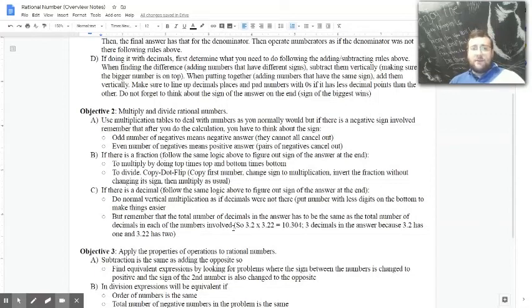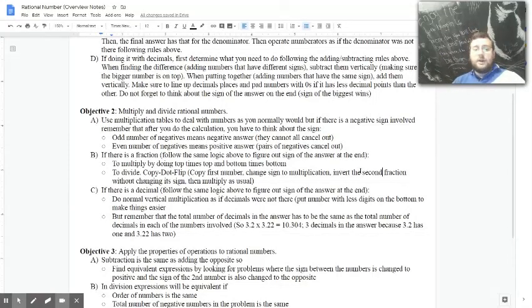Now, if there's a fraction, you follow the same logic above at the end to figure out the sign of the answer. But to calculate the numbers, 6th grade skill, multiply top times top and bottom times bottom. And to divide, copy, dot, flip. Copy the first number, change the sign to multiplication, invert the fraction of the second one without changing the sign, and then multiply as usual.